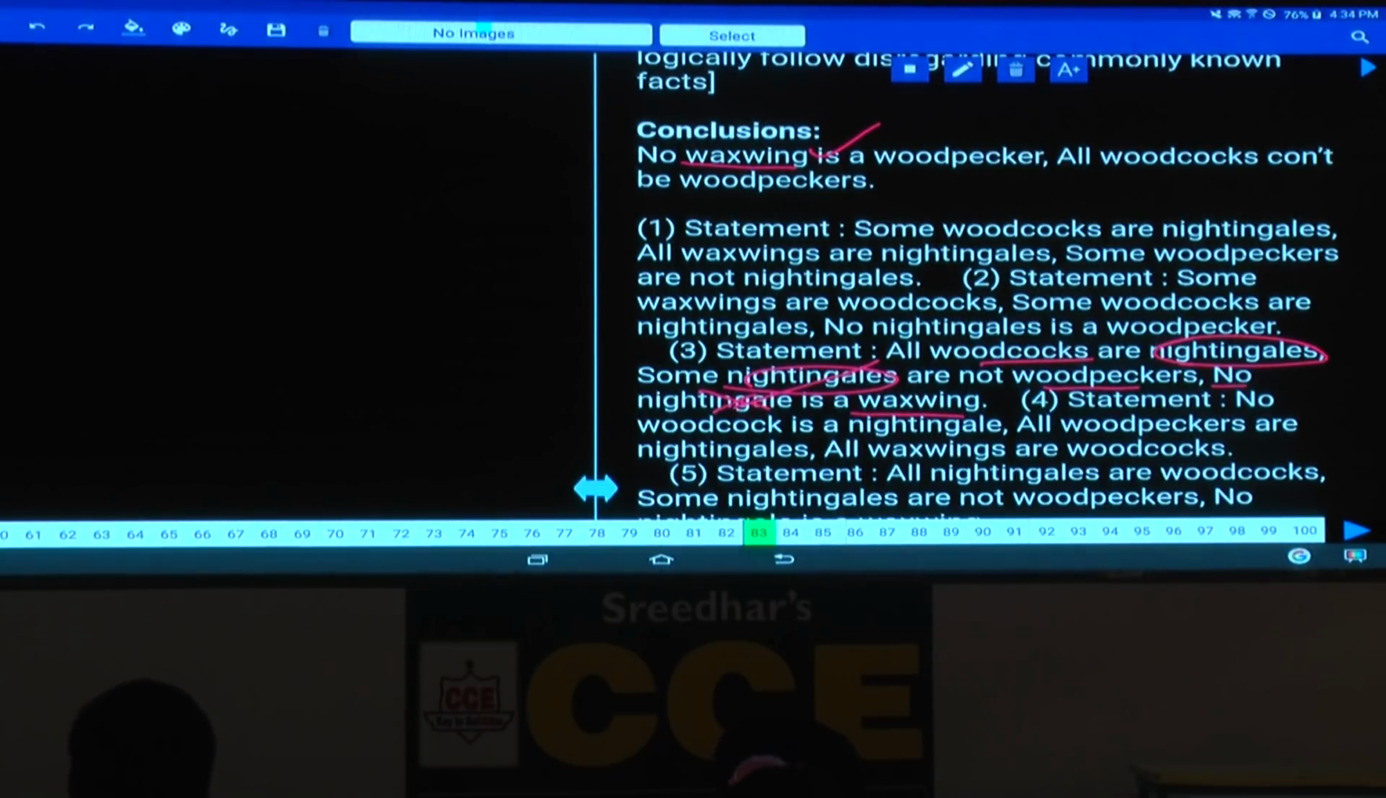Isn't it? As the middle term, what do you mean by this distribution? There should be a tick at least once. Can you remember the tick and cross or not? Okay? Hence what happens here? Nightingale is not distributed at least once. Hence conclusion cannot be drawn. Hence choice 3 is also ruled out. Done? Then question statement 4.